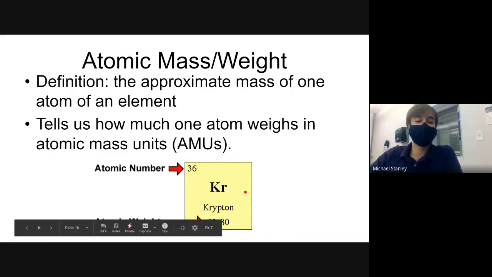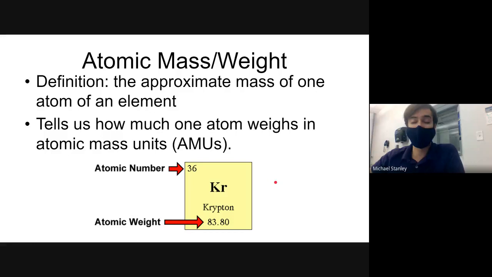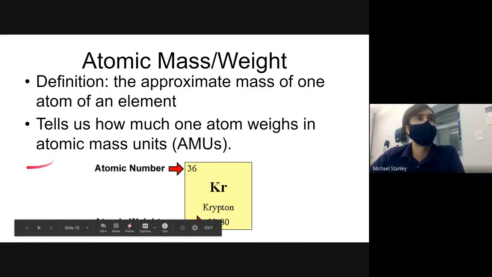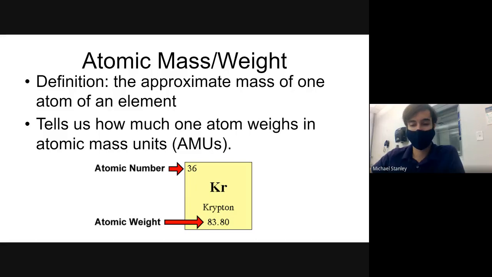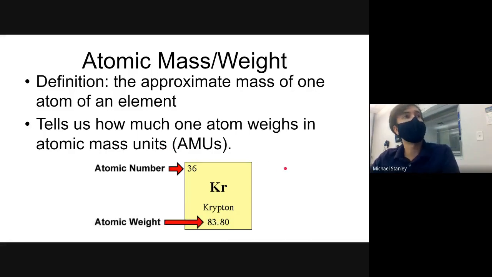This particular atom right here, this krypton, weighs 83.8 AMUs. For the most part in this class, when we're dealing with these atomic weights, we'll round them to the nearest whole number just to make it easier to talk about and work with. So we could also say that krypton has an atomic weight of about 84. So krypton, the atom, has an atomic number of 36 and an atomic weight of about 84 AMUs.